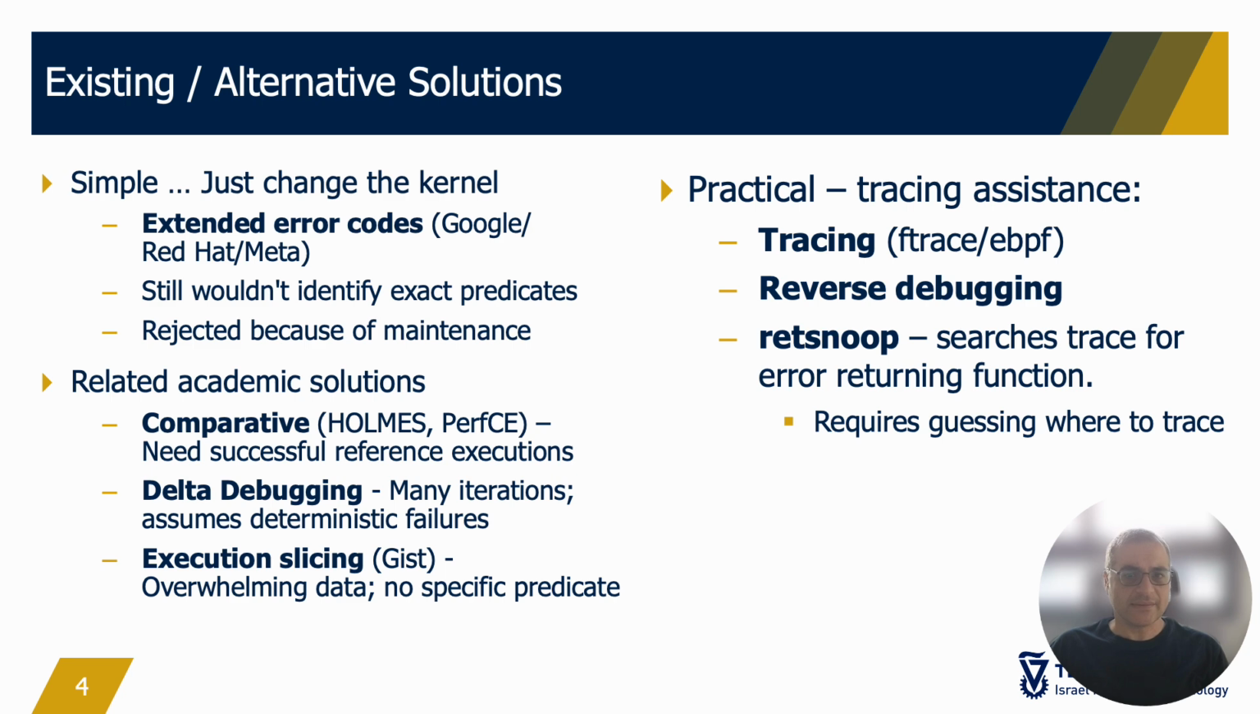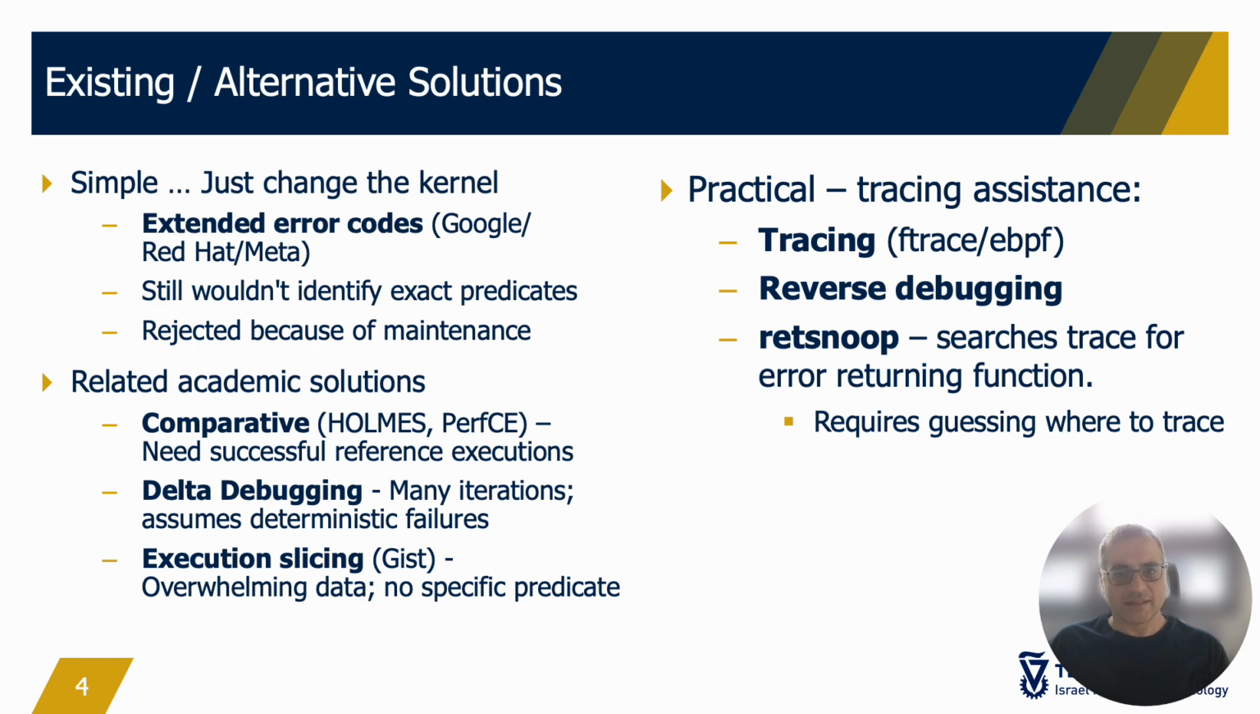Academic solutions are insufficient too. Comparative analysis needs successful reference executions, impossible for the infinite state space of system calls, which also depend on the operating system state from previous calls. Delta debugging assumes deterministic failures, as it tries to replay the failing flow with small variations repeatedly. Besides the extensive time this process takes, many system call failures involve timing or external resources. Execution slicing gives you thousands of instructions without identifying the specific cause.